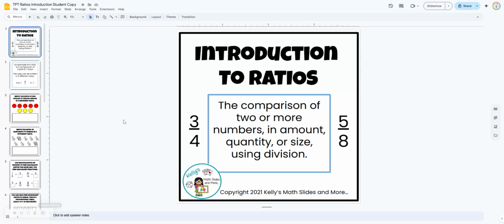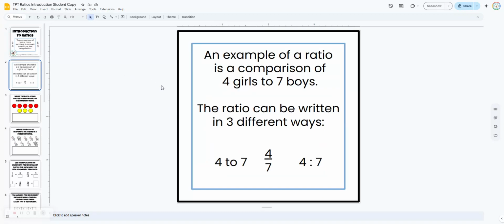An introduction to ratios. Ratios are a comparison of two or more numbers in amount, quantity, or size using division. So the lesson starts with giving an example of a ratio comparison of 4 girls to 7 boys. Now there are 3 different ways we can write this ratio.